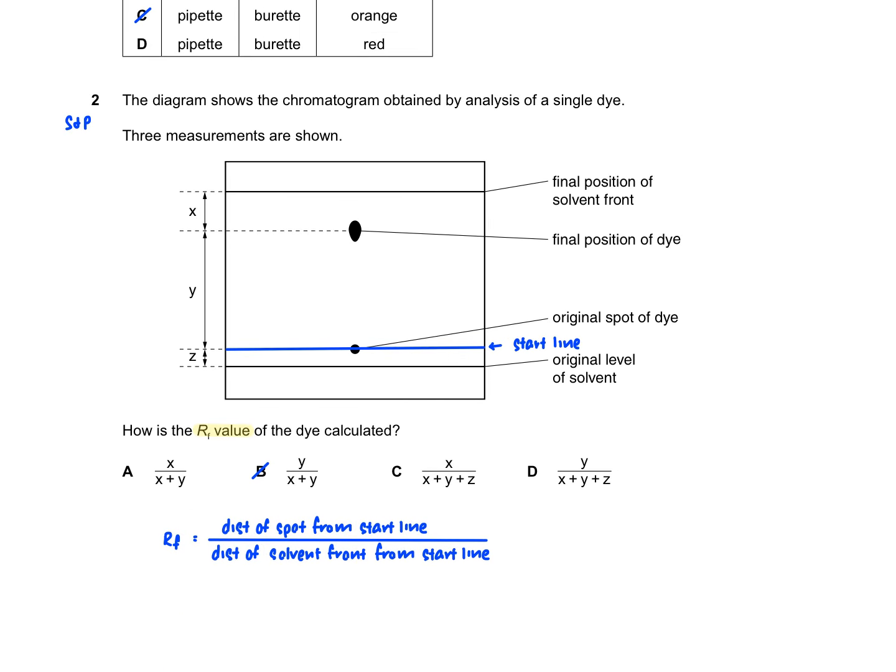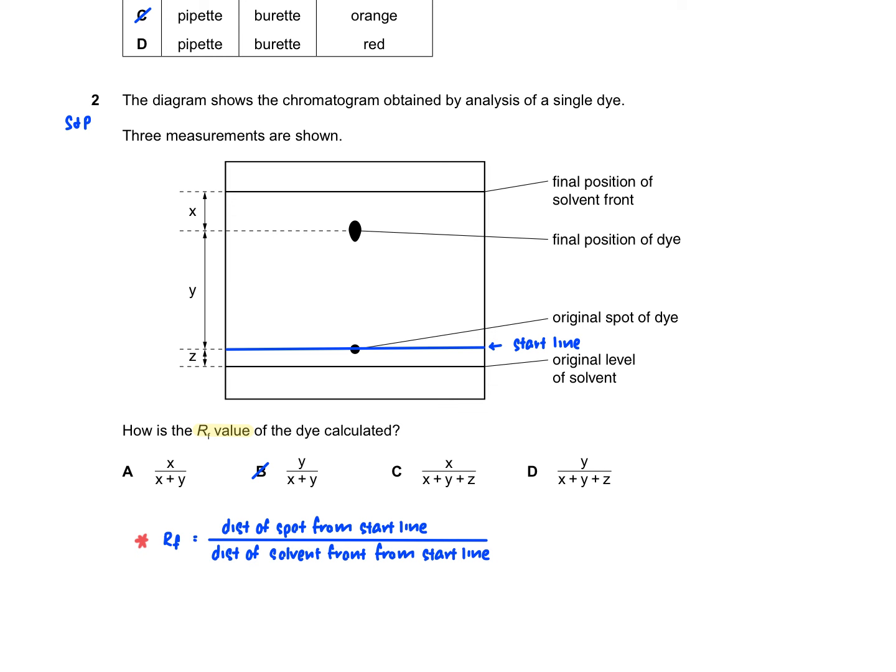Question 2 is related to separation and purification. We are looking specifically at chromatography. And in chromatography, we learn a term called RF value. For RF value, I prefer it to be defined this way, so that there's less ambiguity and less chances of making mistakes. So how I would define RF value would be the distance of the spot from the start line divided by the distance of the solvent front from the start line.